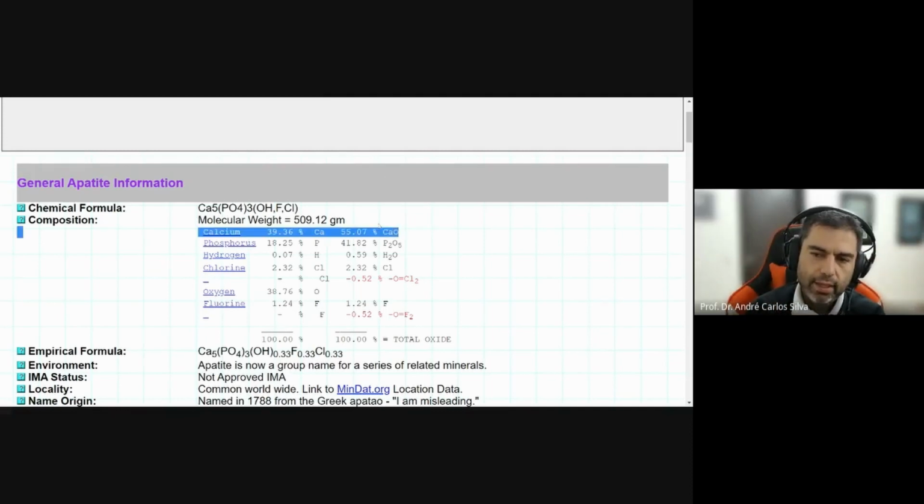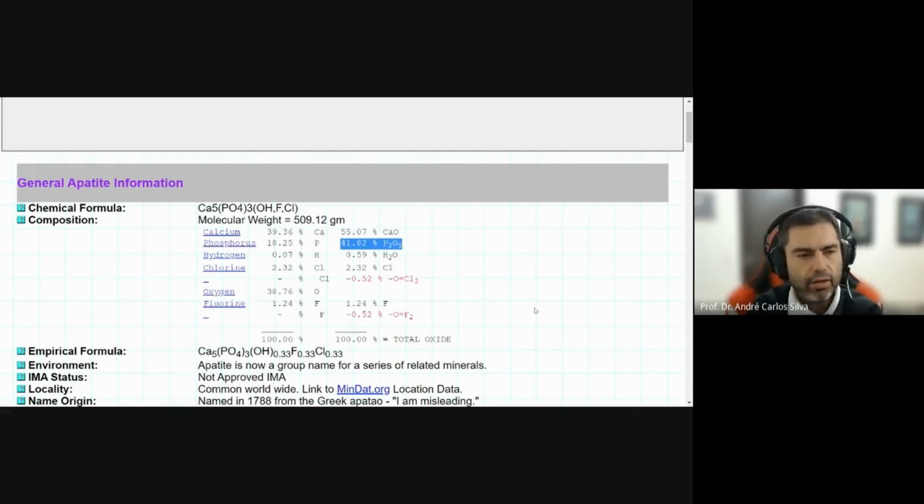You do. It's because of the machine. The machine is going to give you this report, and it's going to give you not PO4, but P2O5. So it's quite common, Ramon.